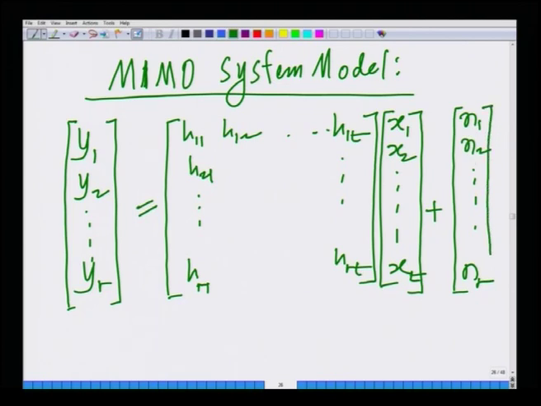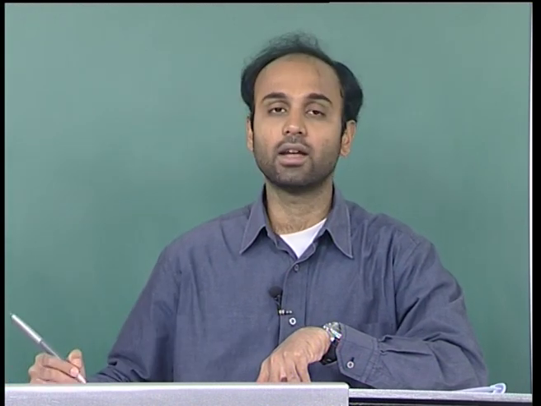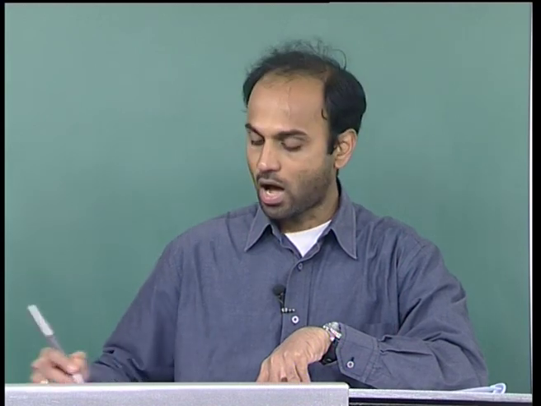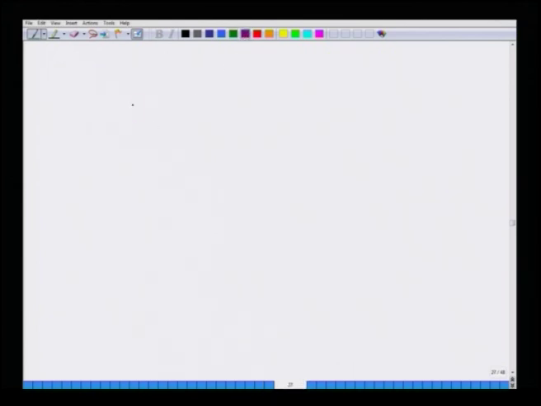At each of the receive antennas there is going to be noise. So, N1 is the noise at receive antenna 1, N2 is the noise at receive antenna 2, so on up to NR, the noise at receive antenna R. So, I can represent this as Y bar equals matrix H times X bar plus N bar. Let me write this down again succinctly over here. Y bar equals H X bar plus N bar.